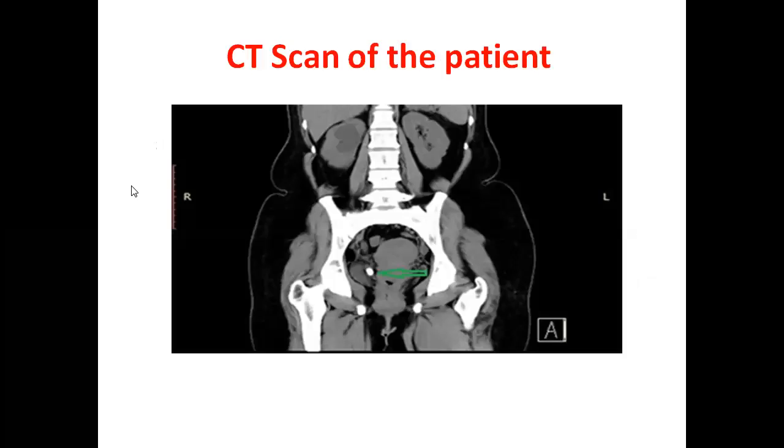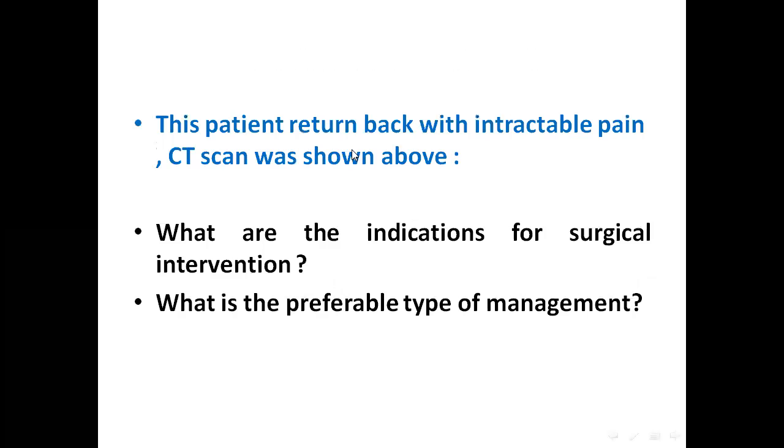So this is a CT scan of this patient, and this is the stone lodged in the lower part of the ureter, and this is the kidney, and we can see the dilatation of the renal pelvis of the kidney. This patient returned back with intractable pain. The CT scan was shown above.